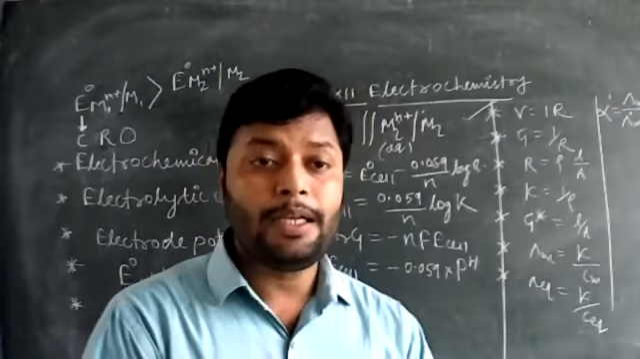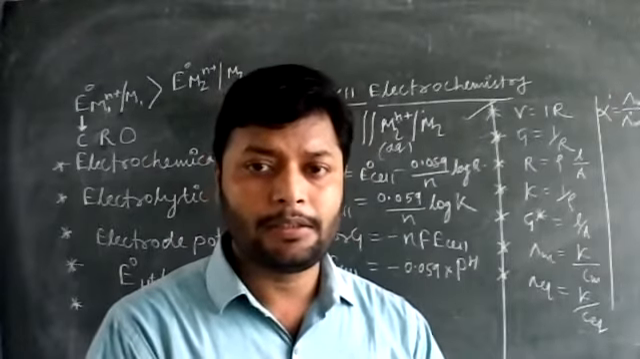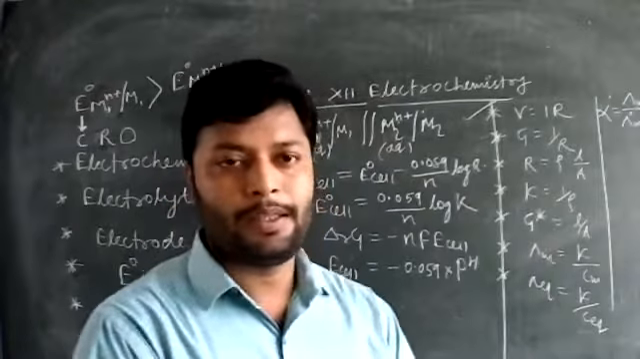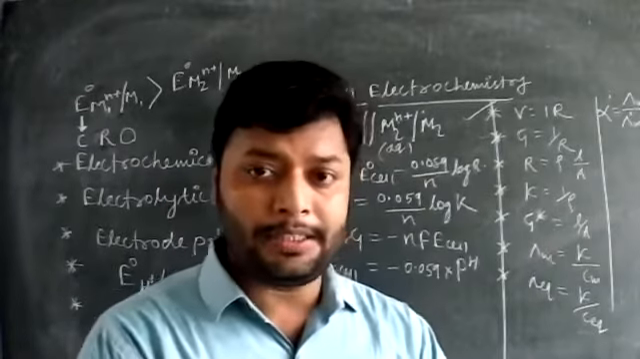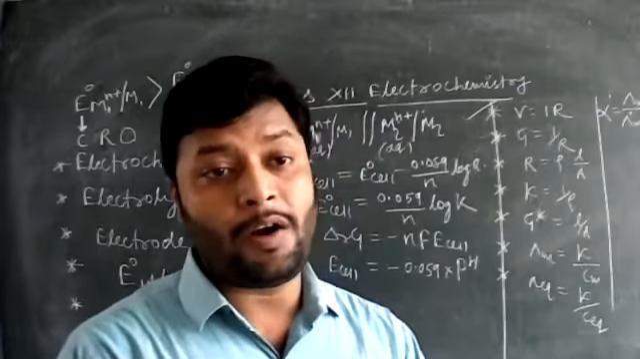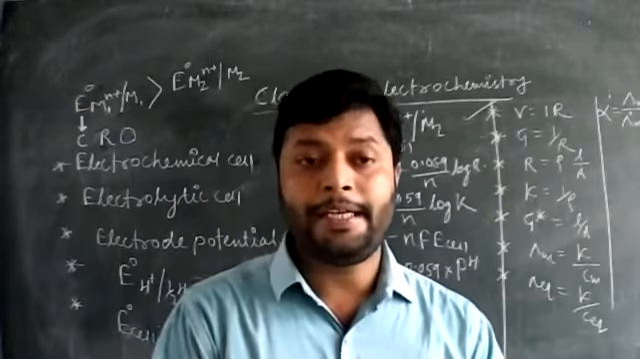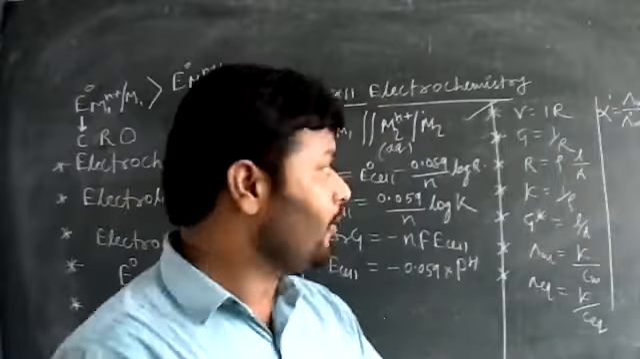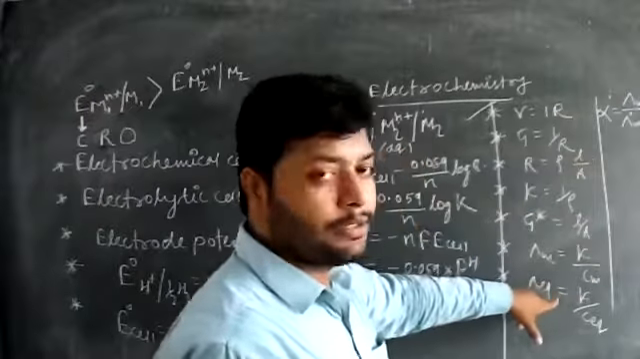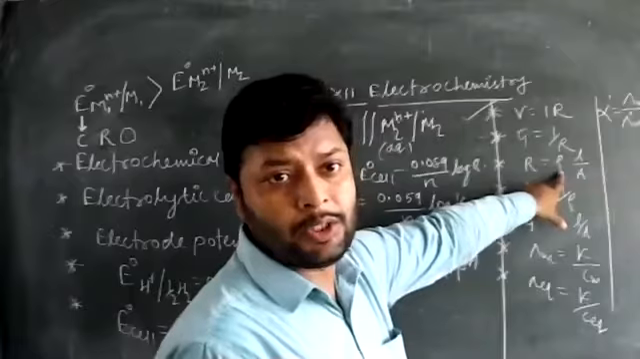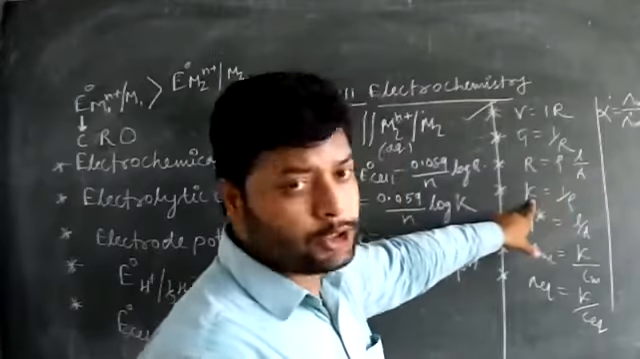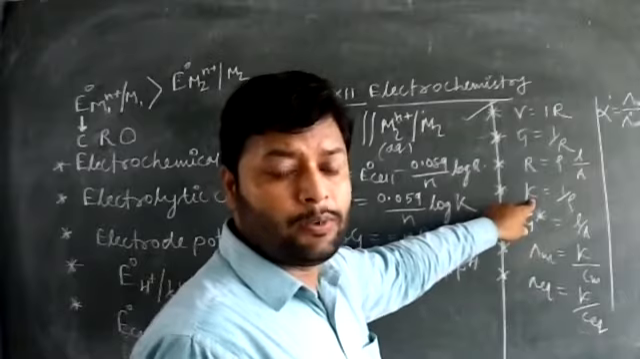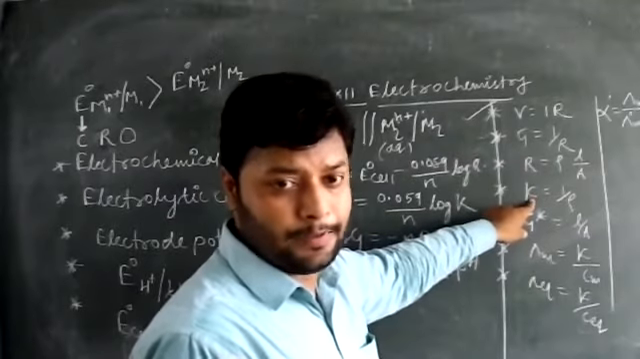electrolytic cell, you have to use the Wheatstone bridge. By using the Wheatstone bridge, you can calculate the value of resistance. And with the help of the value of resistance, you can calculate resistivity, then conductivity, kappa. Kappa is called the conductivity of any electrolytic cell.